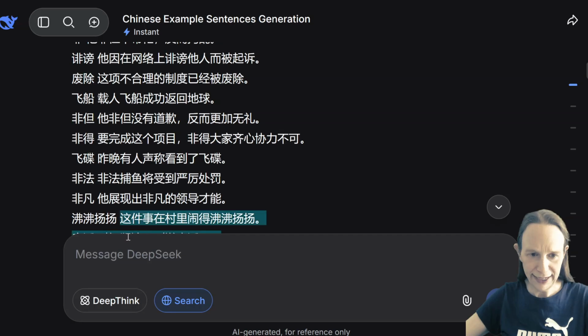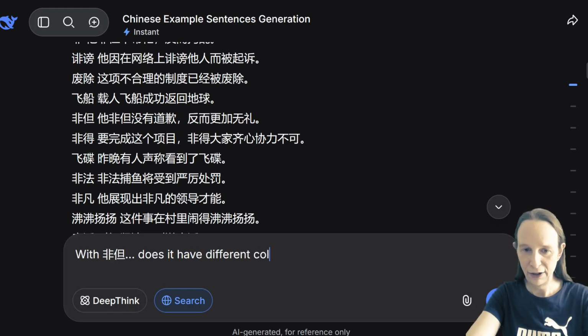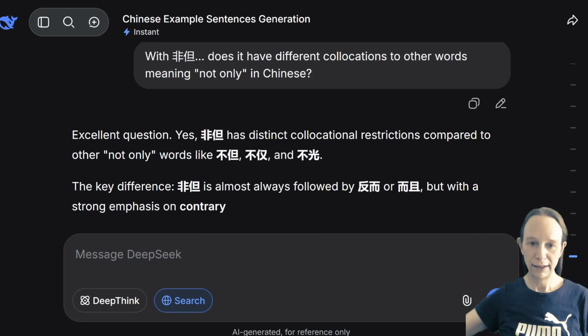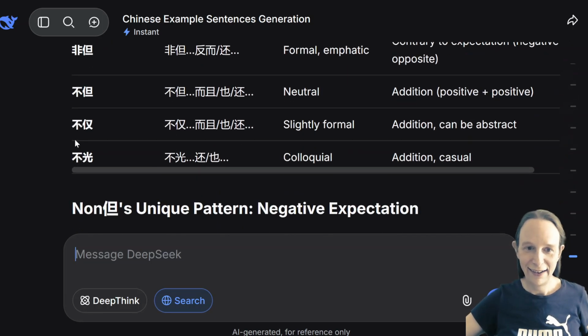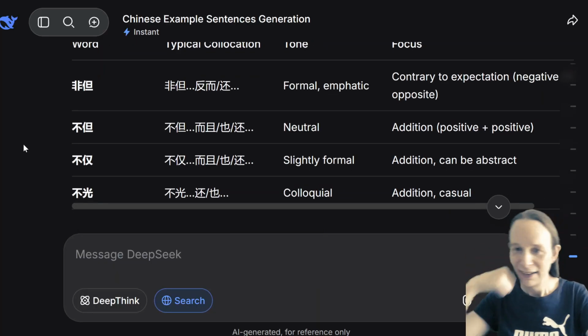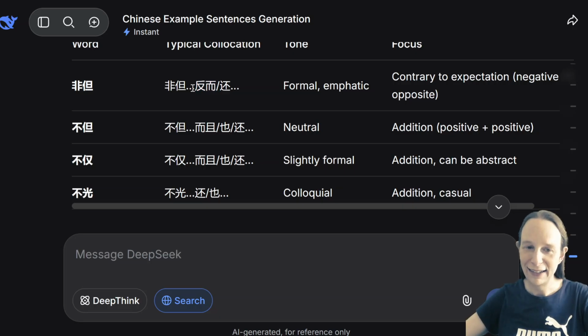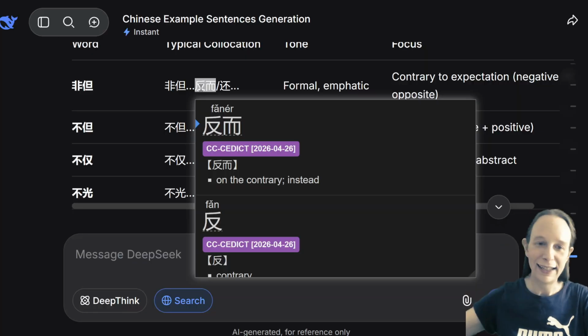Yeah, so I'm just looking at this. So with Feidan, does it have different collocations to other words meaning not only in Chinese? Ah, okay. So that's the distinction. So 非但反而, not only that, moreover, yeah, no, on the contrary. Yeah, so 不但而且.